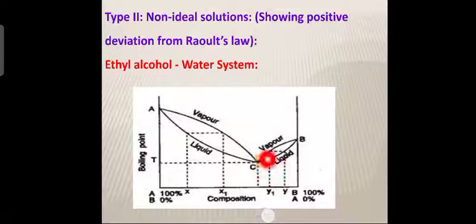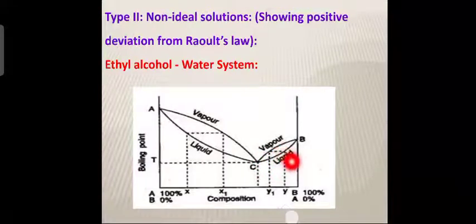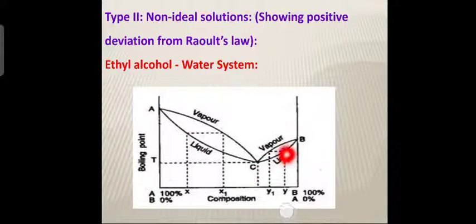Now we start from the other side. For example, composition Y. Y will boil at this temperature. The temperature is not shown, but it will boil at this temperature. Collect the vapors and find out the composition. It will correspond to somewhere here, the Y1 point. Now you take Y1, boil it, it will boil somewhere here, and finally it will reach the composition corresponding to C.